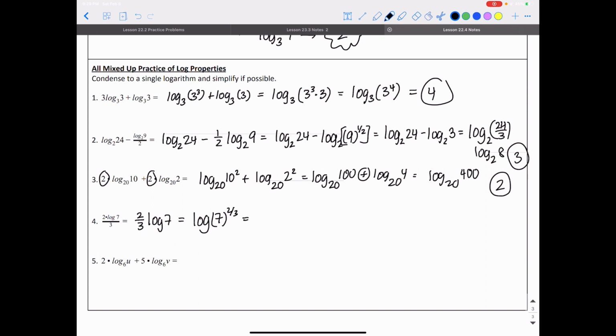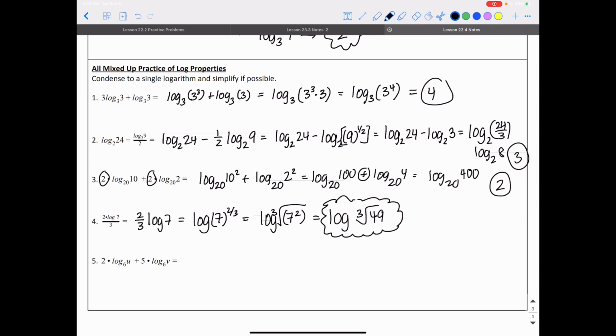I'm going to write this as log of, I'm raising 7 to the 2nd power, and then I'm taking the cube root of that. So I'm doing log of the cube root of 49, which I can't simplify, or it's an irrational number, so I'm going to leave it like that.